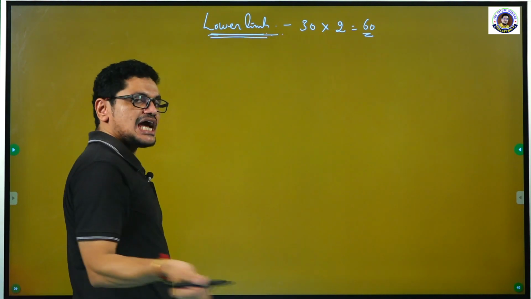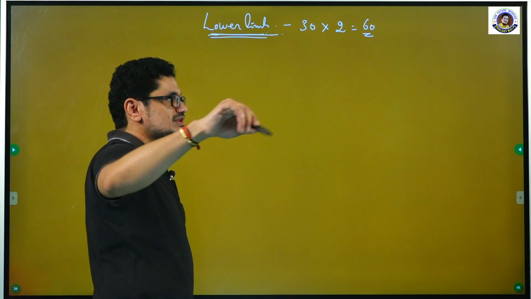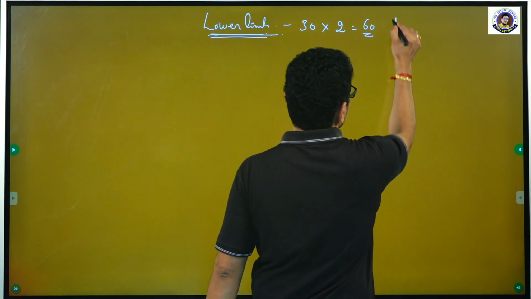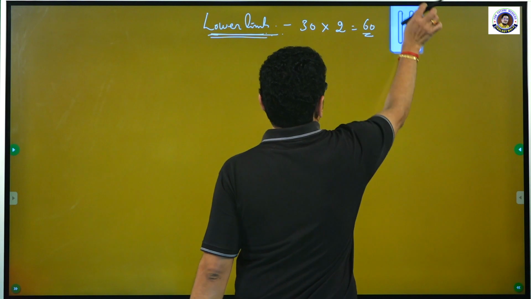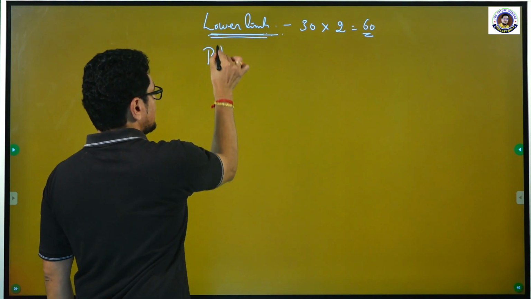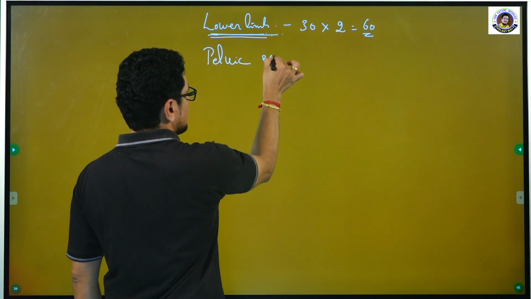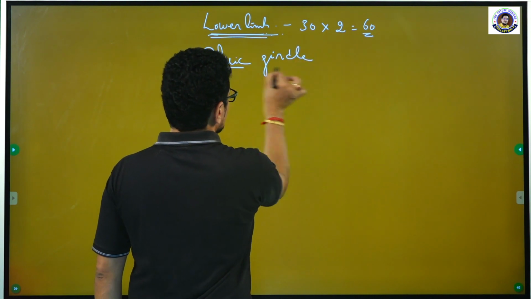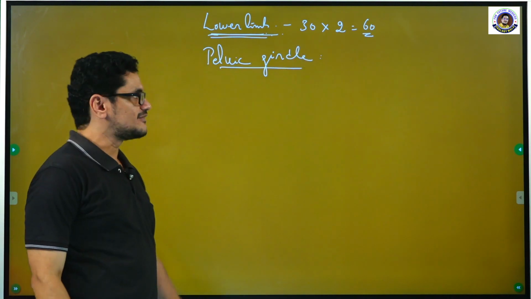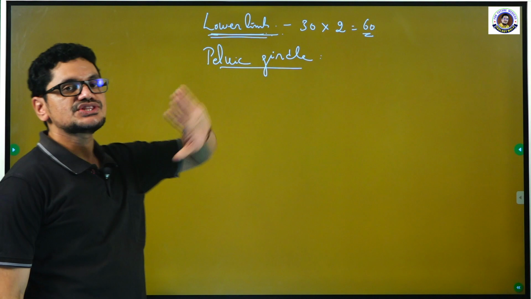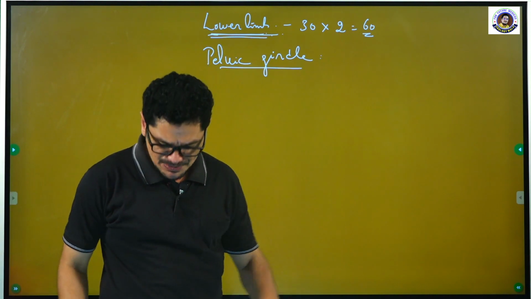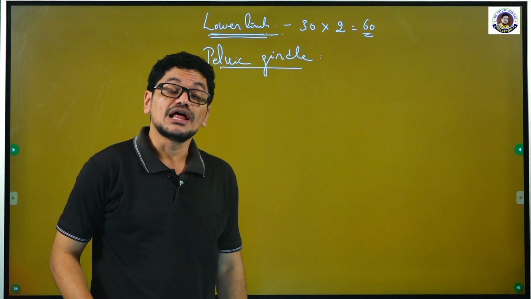These limbs are attached to the axial skeleton with the help of which girdle? Pelvic girdle, P-E-L-V-I-C. How many bones are present in the pelvic girdle? That I will tell. So the lower limb contains 30 bones. What are the 30 bones present in the lower limb?